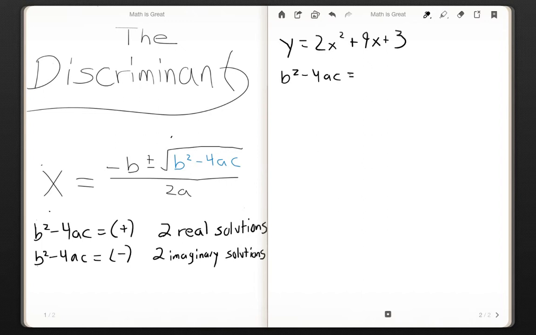So b squared minus 4ac, here we're going to get 9 squared minus 4 times 2 times 3, which will be 81 minus 24. And we don't even have to finish solving this. We can clearly see that 81 is bigger than 24, so this is going to be a positive number. The discriminant is positive, and when the discriminant is positive, we have two real solutions.